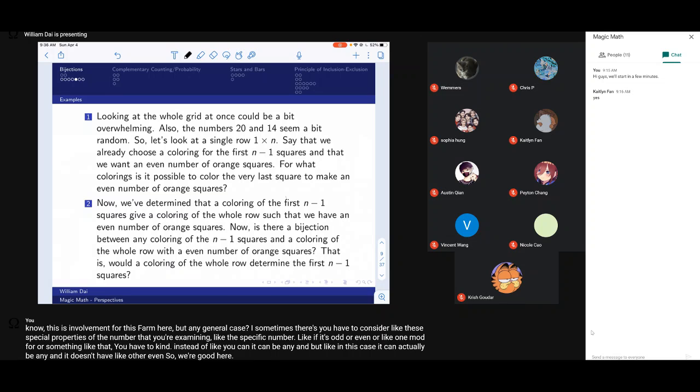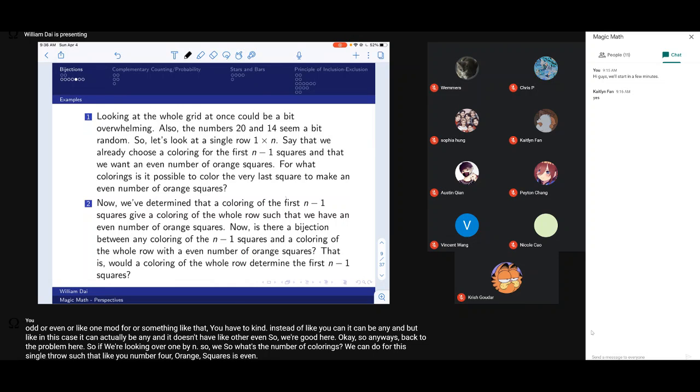Okay, so anyways, back to the problem. If we're looking at a single row 1 by n, what's the number of colorings we can do for this single row such that the number of orange squares is even?